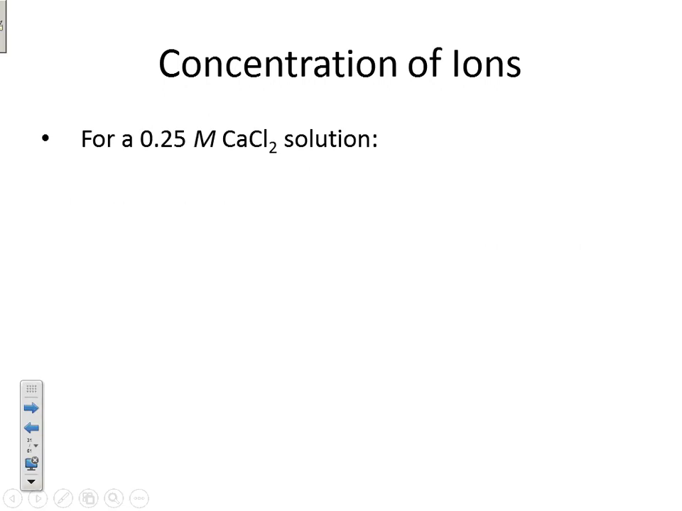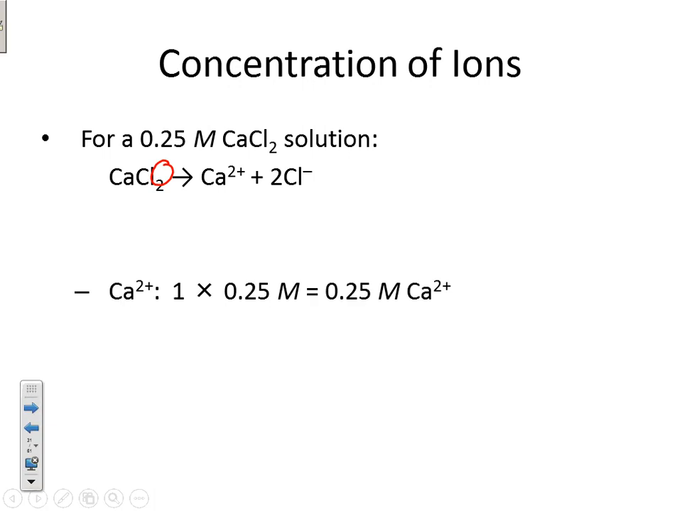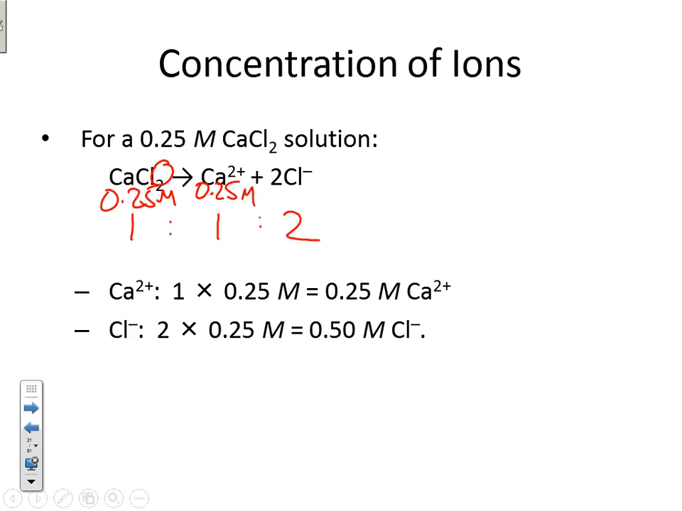So just proving my point, one more example, for a 0.25 molar calcium chloride solution, concentrations of ions, well, calcium chloride dissociates completely, it's a soluble salt, into calcium ions and 2 chloride ions. Remember, careful of the subscripts. And therefore, if you have a 0.25 molar concentration of this, and we're in a 1 to 1 to 2 mole ratio based on the coefficients, I know I'm also going to have a 0.25 molar concentration of the calcium ion, but I am going to have a 0.50 molar concentration of the chloride ion based on the mole ratio.